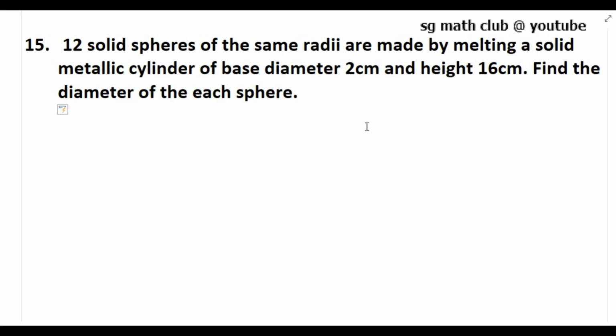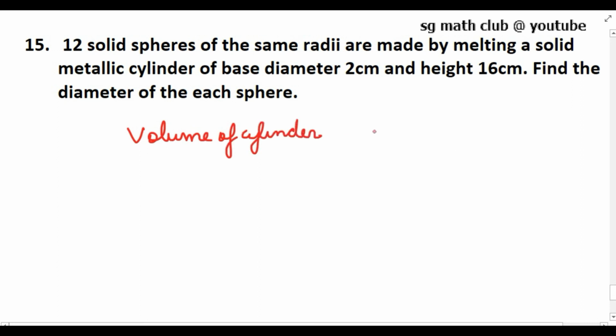Next question. 12 solid spheres of same radii are made by melting a solid metallic cylinder of base diameter 2 cm and height 16 cm. We need to find out diameter of each sphere. So when one solid is melted into other solid, the volume will remain same. So here the big cylinder, we can say the cylinder is melted into sphere. How many sphere? 12 solid sphere. So 12 into volume of sphere.